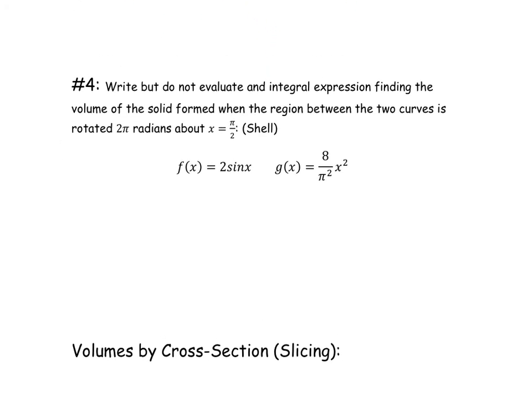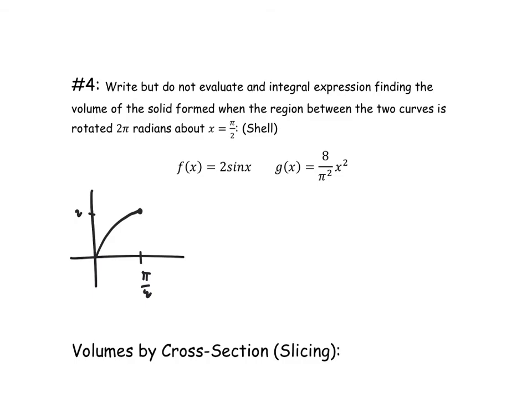It says, write but do not evaluate an integral expression finding the volume of the solid formed when the region between the two curves is rotated about x equals 2. Okay, so this is going to be a horizontal revolution. Let's look at what it'll look like. Here's 2 sine x. So it looks like I'm setting this up rather nicely. Here's pi over 2. Okay, looks like sine would go to about there. Yep. And then 8x squared over pi squared.